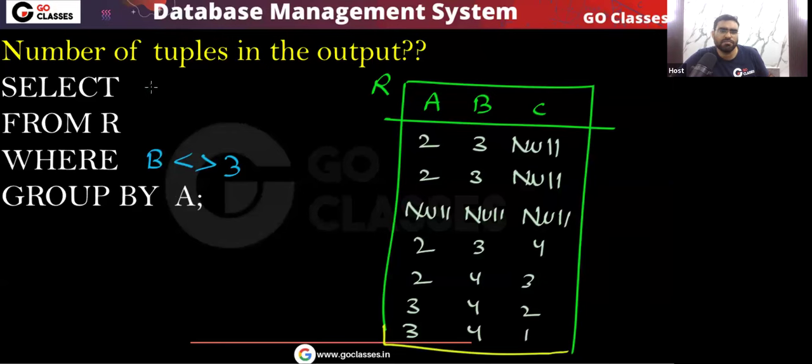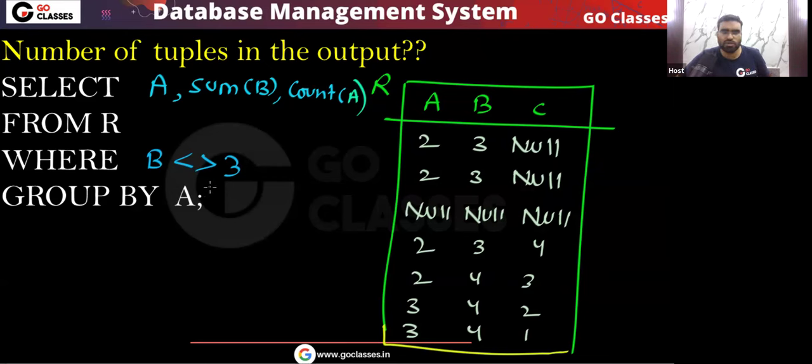In the select I have to put A, that you already know. Can I put B? No, that is invalid. I cannot put B. But I can put an aggregate, for example sum of B, count of B, or maybe count of C, or count of A. That you already know. Now you tell me the answer.